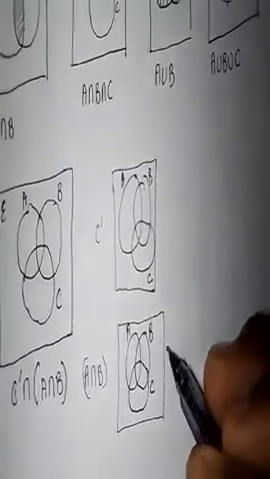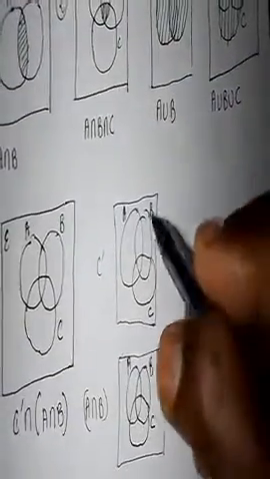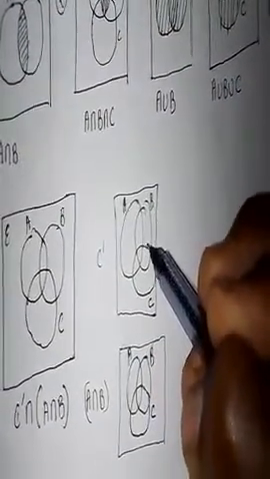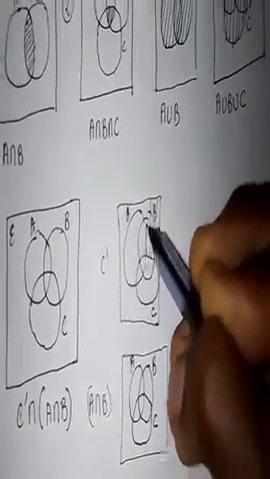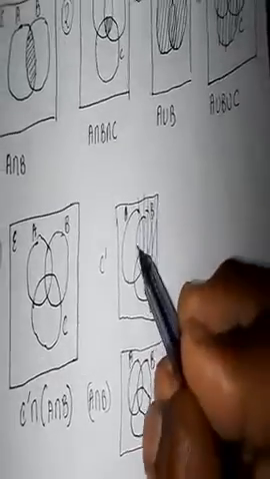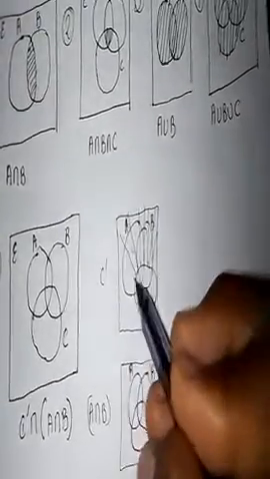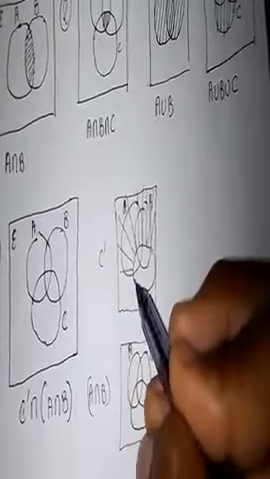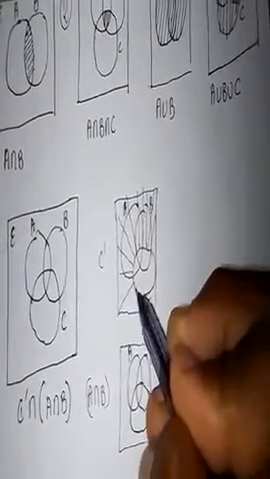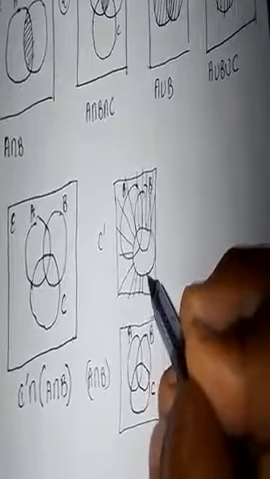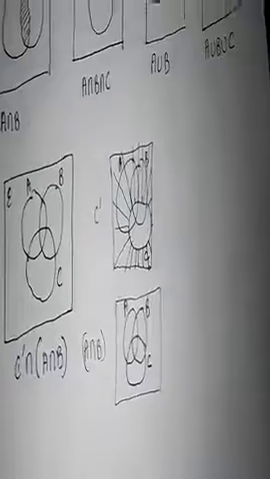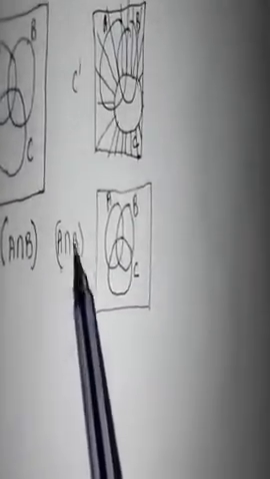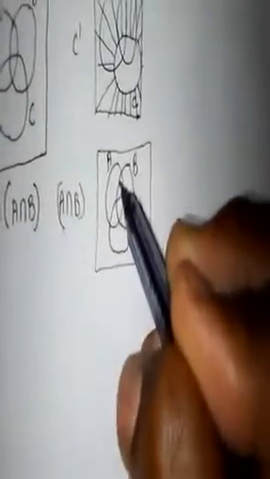So C complement is everything outside of C. So everything outside of C, we're going to shade it. Everything outside of C, which is this. Everything outside of C. Now let's shade A intersection B. So A intersection B, it's this middle part here.